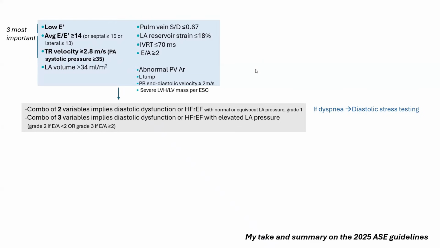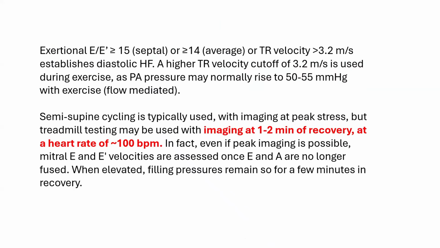Now I want to move to another point, diastolic stress testing. So I mentioned if you have two variables, you have diastolic dysfunction with normal or equivocal LA pressure. If the patient has dyspnea, we need to do diastolic echo stress testing. How do we do that? We can typically use a treadmill stress testing, and we image the patient 1 to 2 minutes in recovery.